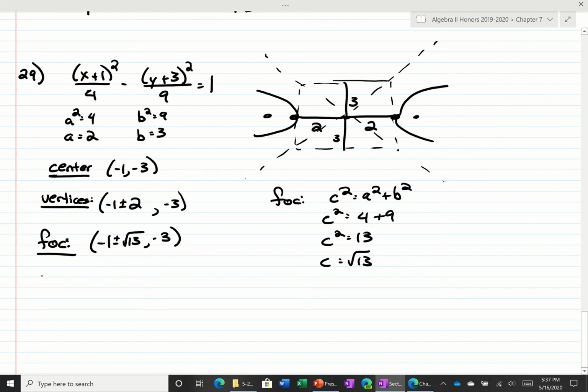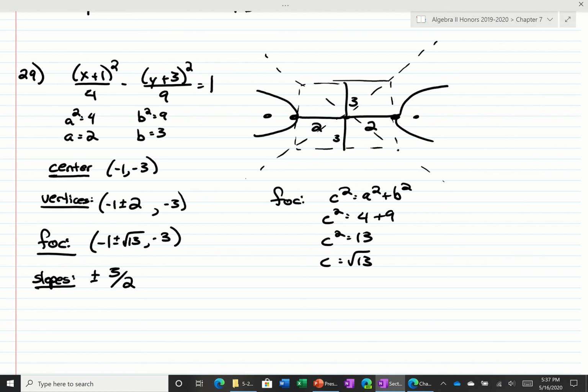Slopes of the asymptotes. Well, just look at your picture. We go up and down 3 over 2. And then draw it. Okay, so that's what they want you to do for number 29. One more here, we'll do 37.